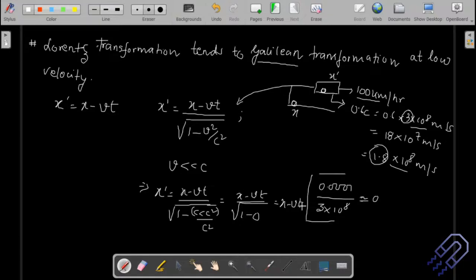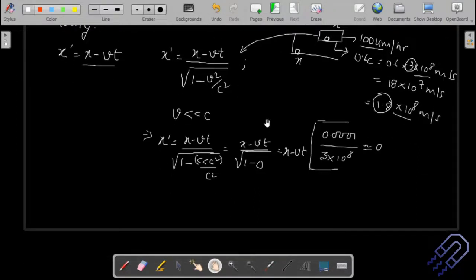So this is x minus vt, and what is x minus vt? X minus vt is nothing but Galilean transformation, and that's why we say that at low velocity Lorentz transformation will tend to Galilean transformation, signifying that Galilean transformation is also not wrong, only not valid at higher velocity. So in our day-to-day life, Galilean transformation is valid. If we're talking about the speed very high, we're talking about Lorentz transformation.